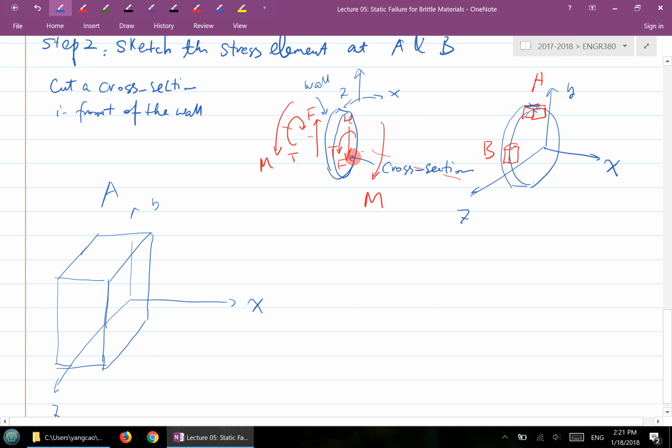Okay, but the force will make a shear stress, but that shear stress at the A location will equal to what?